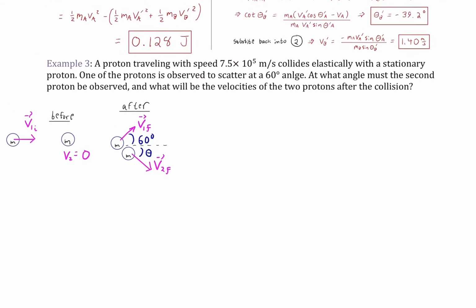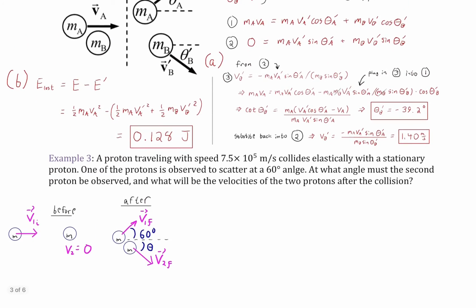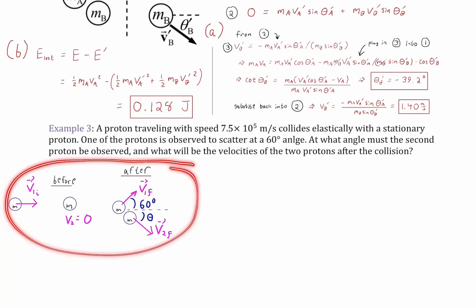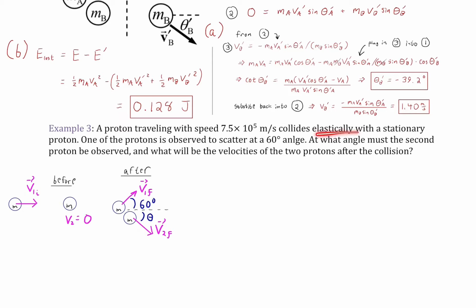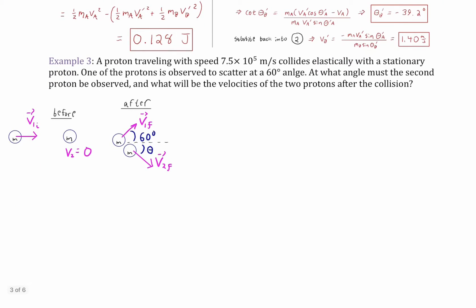Okay, so zoom out a tad. Before, it looks a lot like the problem above. The only difference is that this time it's elastic. We have one thing coming in. It's going to be a skewed, off-center, or glancing collision, because we're told that it scatters at an angle. It's not head-on. So basically it's going to look the same as the example above, except this time it's elastic. Let's go ahead and solve through. And that also means that we were given less information, doesn't it?